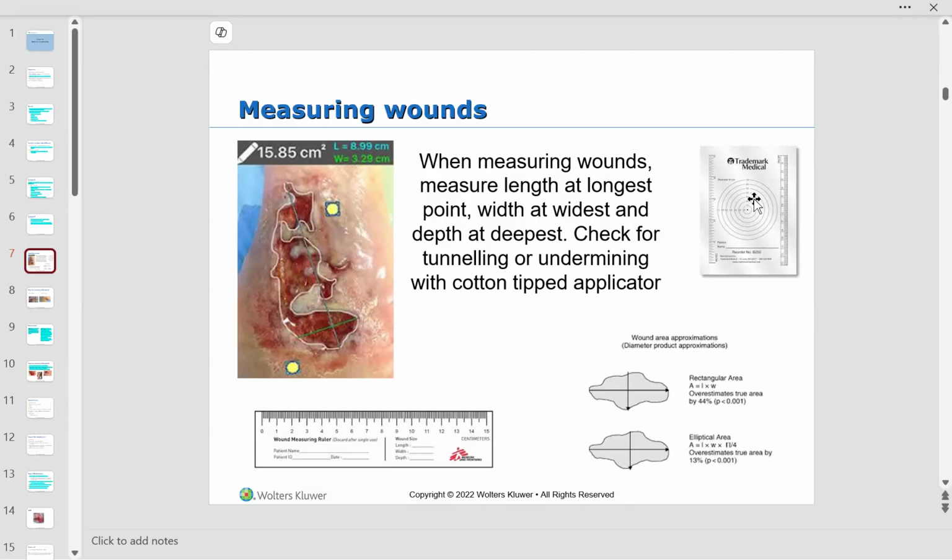So here you have two pretty standard ways to measure wounds. This little nifty thing is a clear plastic thing that you can put right over the wound, and it will give you measurements, or you can use a little disposable ruler, okay? And again, wound area approximations, you're looking at the length times the width. That gives you the estimated area of the wound, okay?